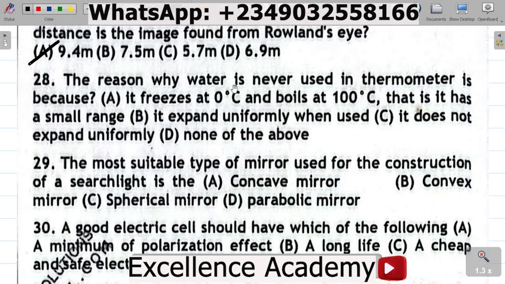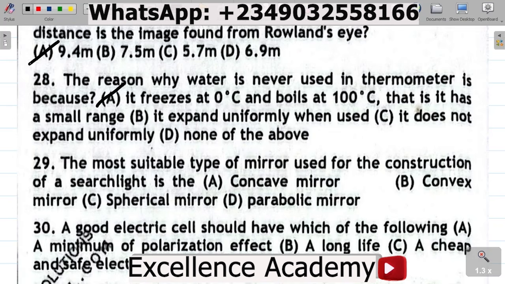All right. So why is water never used in a thermometer? What's the reason? Now you want to note that the reason why water is never used in a thermometer is because it freezes at 0 degrees Celsius and boils at 100 degrees Celsius. And for a thermometer, we also want to measure temperatures lower than 0 degrees Celsius, perhaps -3, -17 degrees Celsius. And at that point, water would freeze. So water is therefore not suitable. So in essence, the answer there is A. It freezes at 0 degrees Celsius and boils at 100 degrees Celsius. And because of that, the range is just too small.